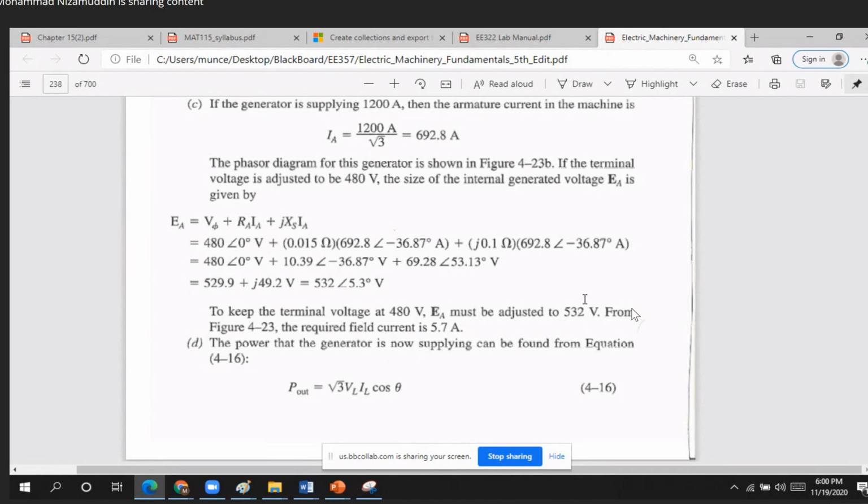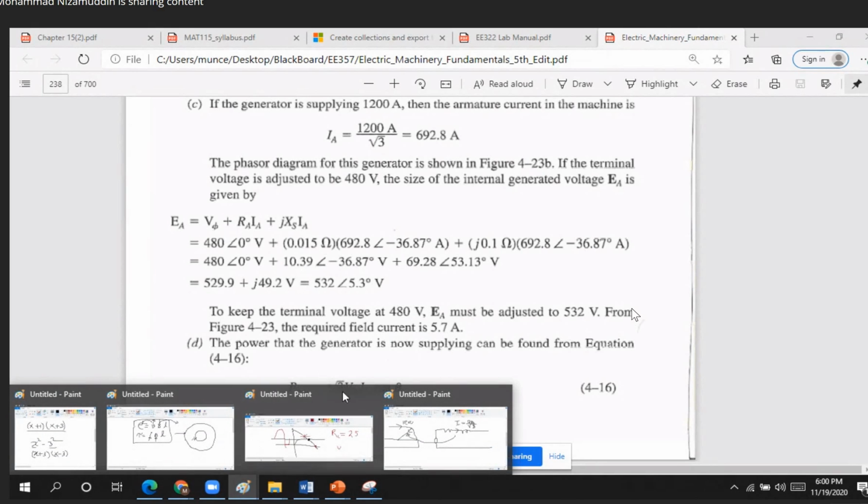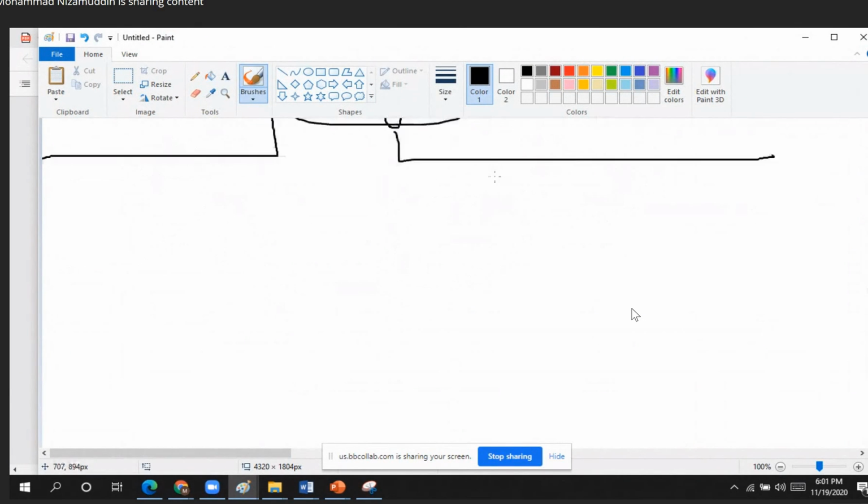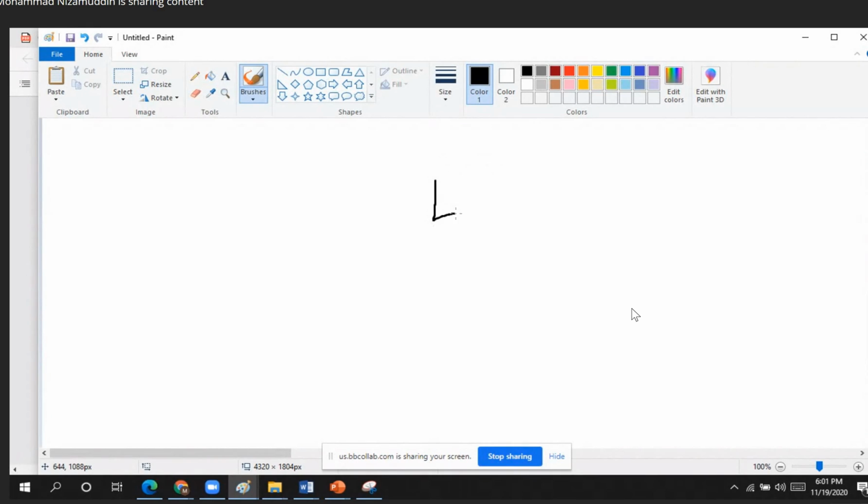Remember, if it is Y connected, you cannot go directly from E. If it is Y connected, then you cannot go directly. What you have to do, say if it is Y connected, you found E is some amount, so 300.